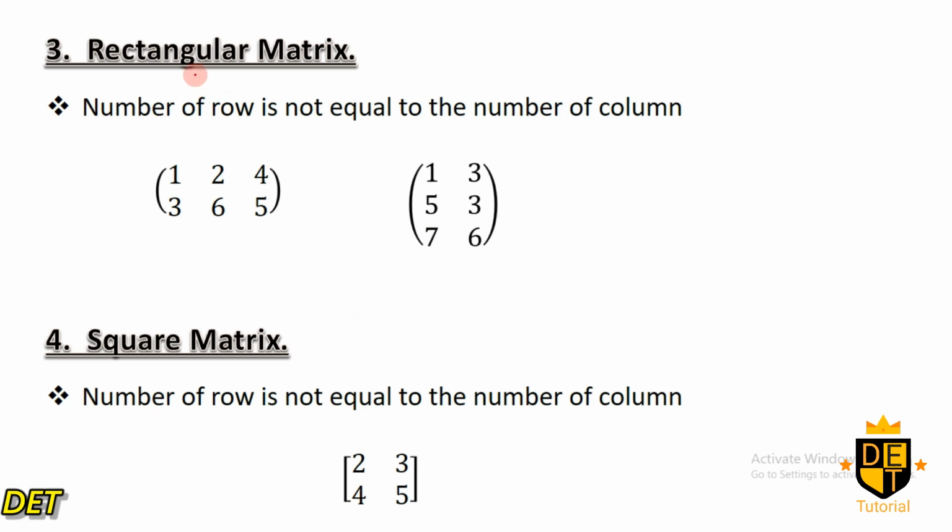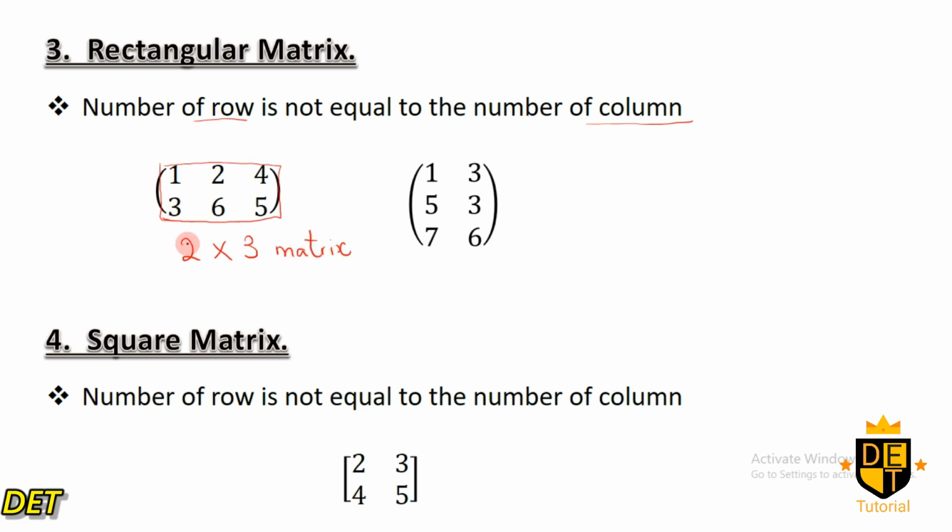Alright. Then we have the rectangular matrix. A rectangular matrix is a type of matrix in which the number of rows is not equal to the number of columns. So you can see that this is a rectangular matrix. The number of rows is not equal to the number of columns, and that is why it is rectangular. It assumes that rectangular shape. So we have 2 rows here, 1, 2, and we have 3 columns, 1, 2, 3. So this is a 2 by 3 matrix.